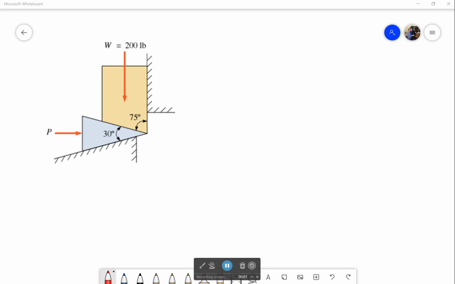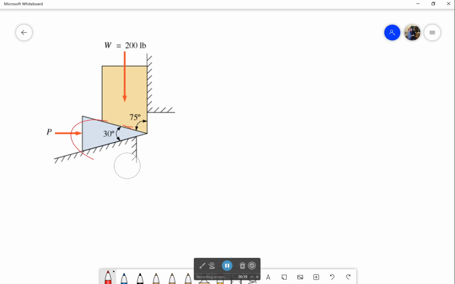Okay, now let's try out a problem that is going to deal with wedges. So a wedge is something that uses the mechanical advantage of its small slope to lift a comparatively large weight. Now, in this problem, our wedge is considered to be weightless. We're not going to worry about that.